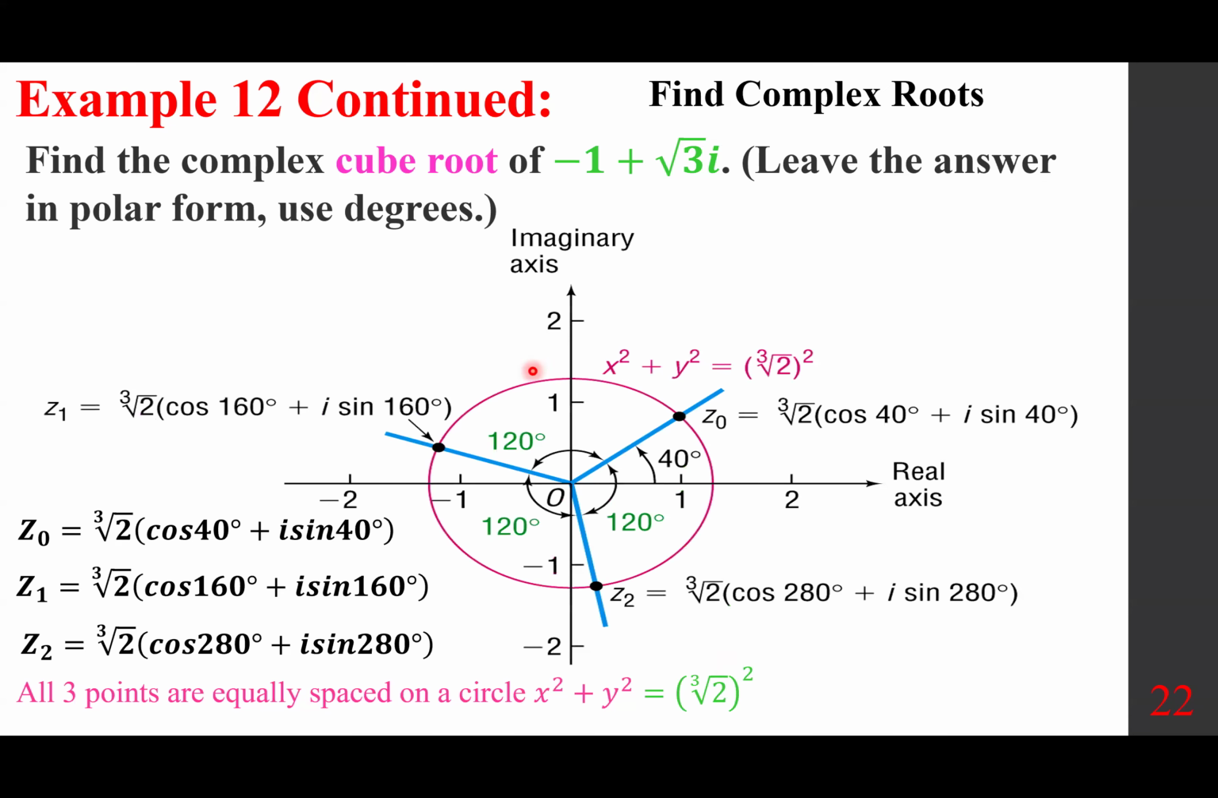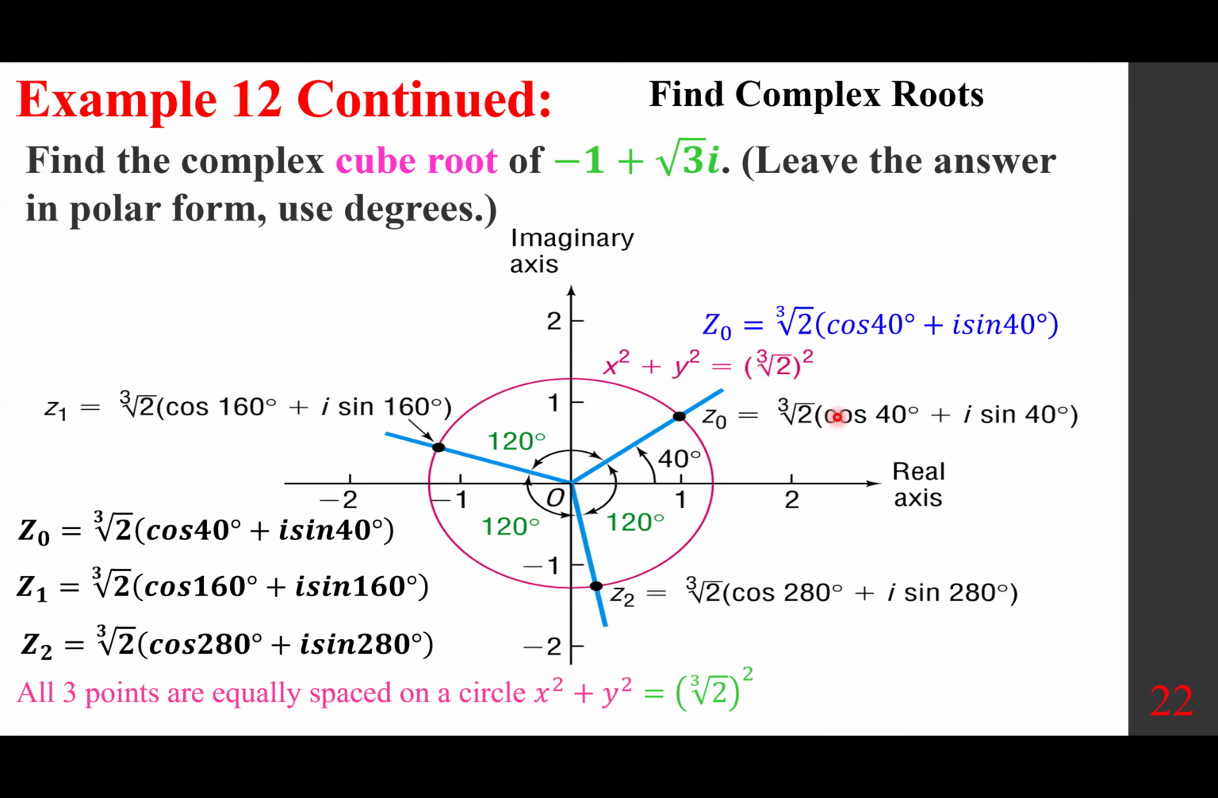So you have a circle centered at 0, 0. The radius is the cube root of 2, so x squared plus y squared equals the cube root of 2 to the power of 2. And you have 3 of them.